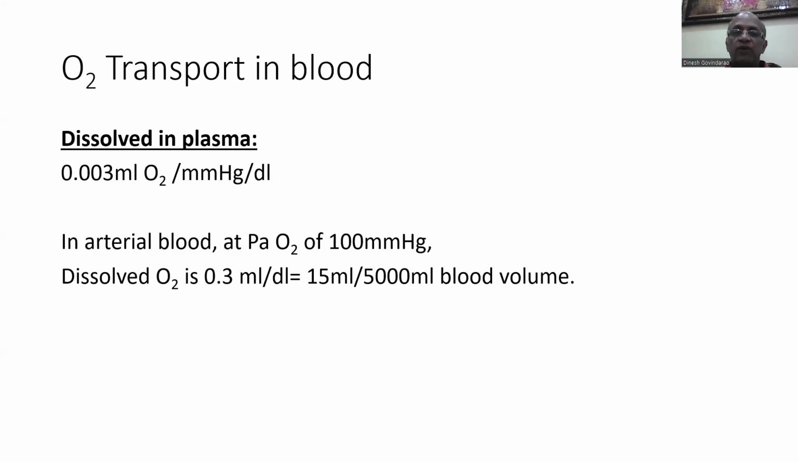The plasma dissolved oxygen depends upon the partial pressure of oxygen, and it is 0.003 ml of oxygen per millimeter of mercury partial pressure per 100 ml of blood. So in the arterial blood, the partial pressure of oxygen being 100 millimeters of mercury, the oxygen dissolved is 0.3 ml per deciliter. So of the 5000 ml of the total blood volume, 15 ml of dissolved oxygen will be available at an FiO2 of 0.21.